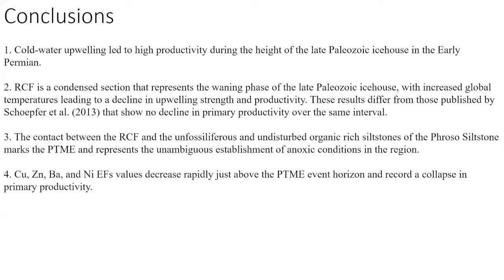So what exactly does this all mean? Essentially what's going on is that cold water upwelling led to high productivity during the height of the late Paleozoic ice house during the early Permian.